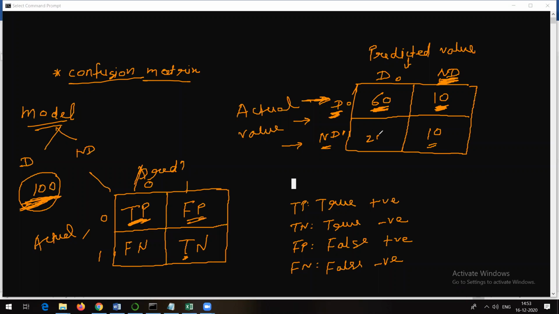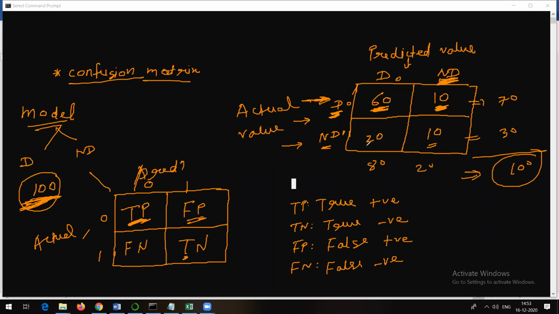Suppose false negative is 20. So the addition should be 80, and 20 makes 100. So you can check it. This addition is 70, this addition is 30, and the total you should get is 100. Otherwise, if you go like this, 80, 20, the total you should get is 100. In any case, you should get 100.